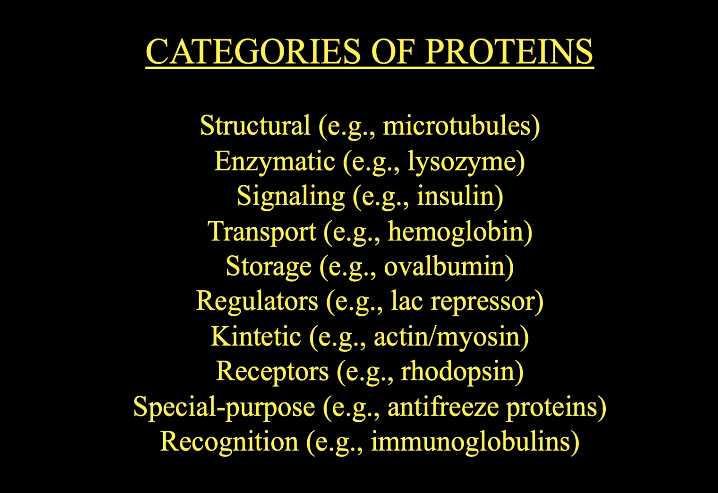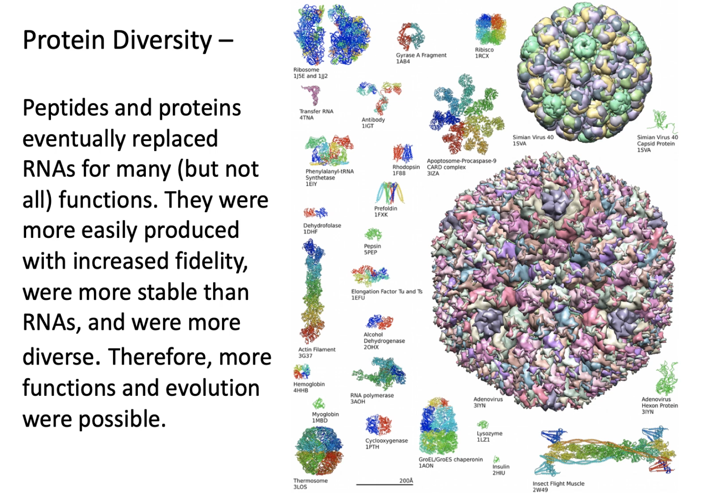So the categories of proteins, of course, are these. They can be structural, such as microtubules, enzymatic, such as lysozymes, signaling, such as insulin, transport, like hemoglobin transports oxygen, storage, such as ovalbumin, storing essentially amino acids, regulators, such as the lac repressor and transcription factors and things like that, kinetic, such as actin and myosin, and flagellants, receptors such as rhodopsin, special purpose proteins such as antifreeze proteins, and recognition proteins such as immunoglobulins. They vary quite a bit in size, so here's some protein diversity.